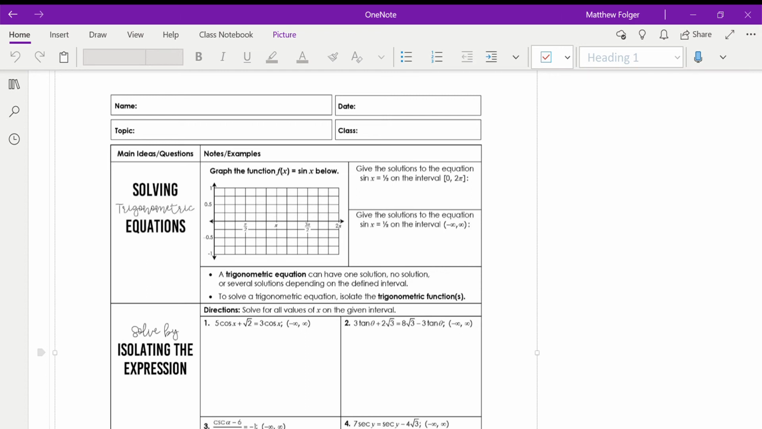Hello and welcome to the first part of the last set of notes for this unit for precalculus. The last thing that we're going to talk about with these trigonometric functions is how to solve equations involving them.